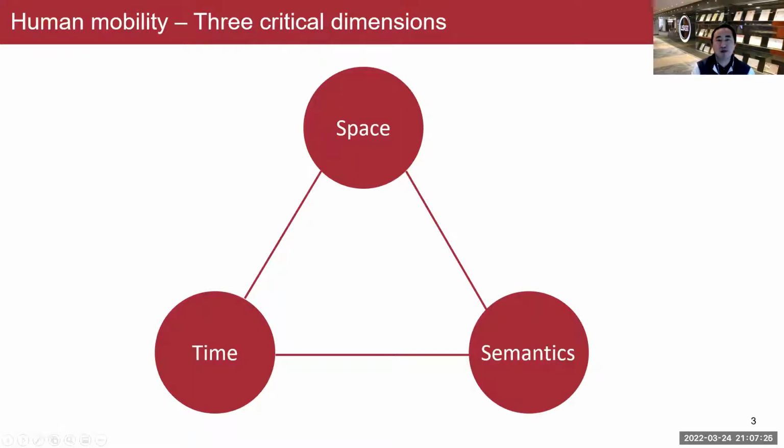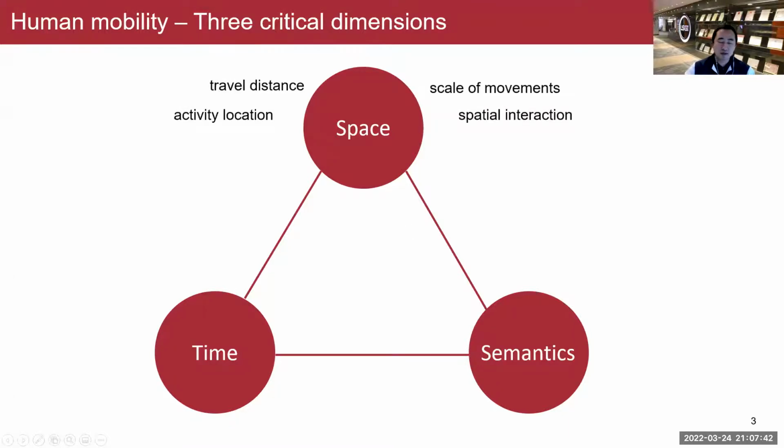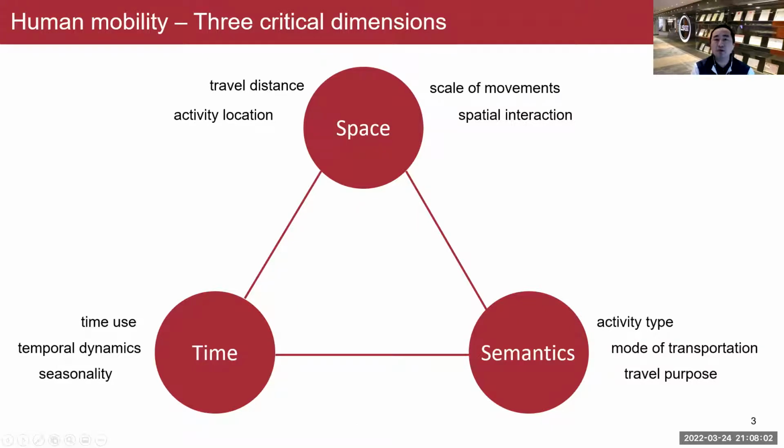From a geography or geospatial perspective, there are three critical dimensions of human mobility. I think most of us are very familiar with that, which are space, time, and semantics. When we talk about each of these dimensions, we will think of many concepts under the big umbrella of human mobility. For instance, talking about space, we would think of travel distance, activity location, spatial scale of movements, spatial interaction patterns. In terms of time, we would think of temporal variation, seasonality, time use, things like this. And in terms of semantics, we would think of type of activity, mode of transportation, travel purpose, etc.